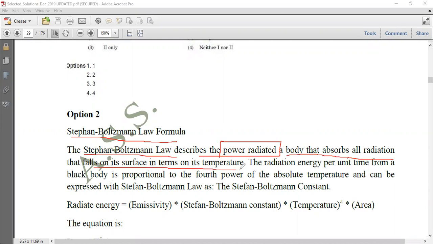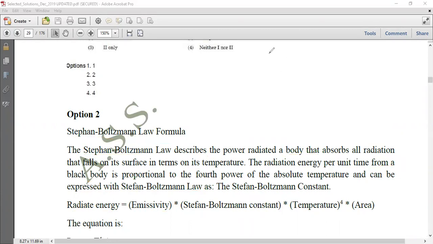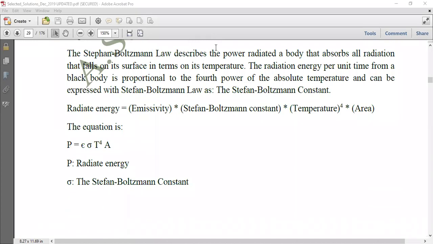The body absorbs all the radiation that falls on it at this temperature, so basically it should be a black body. The radiation energy per unit time from a black body is proportional to the fourth power of its absolute temperature, and can be expressed by the Stefan-Boltzmann law: radiated energy is equal to emissivity times the Stefan-Boltzmann constant sigma, times T to the power 4, times the area A. We will talk about this in detail.